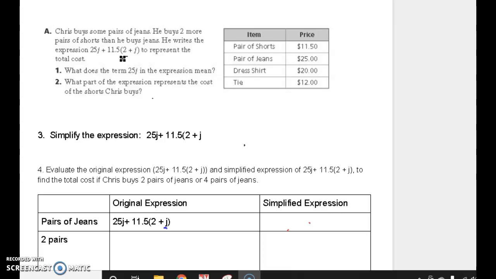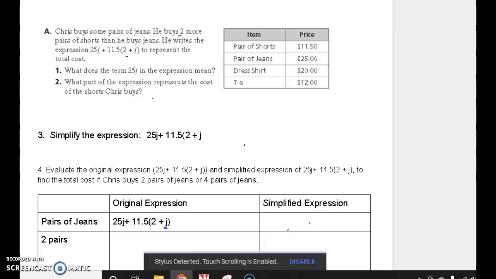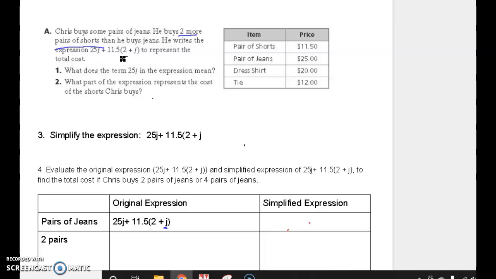We have Chris buy some pairs of jeans. He buys 2 more pairs of shorts than he buys jeans. He writes the expression 25J + 11.5(2 + J) to represent the total cost. So first off, what does 25J represent? Well, notice here we have a chart. Notice that the pair of jeans cost $25. So 25J means that each jean costs $25.